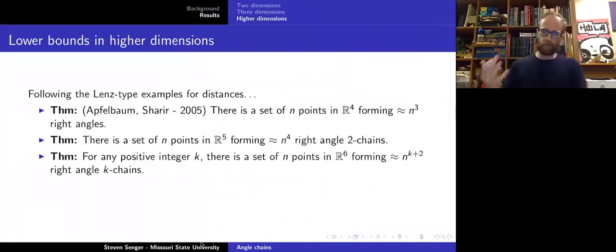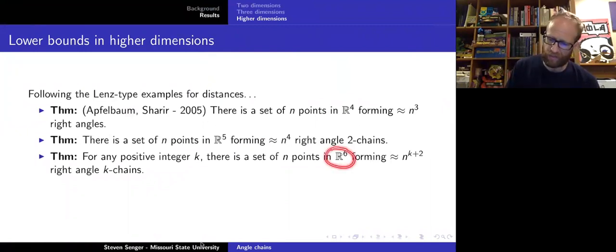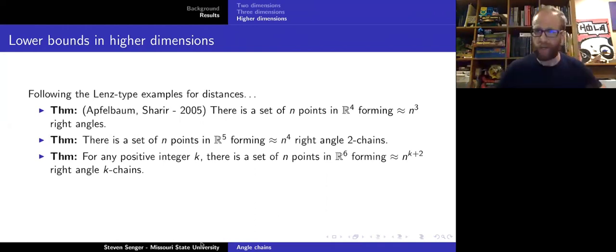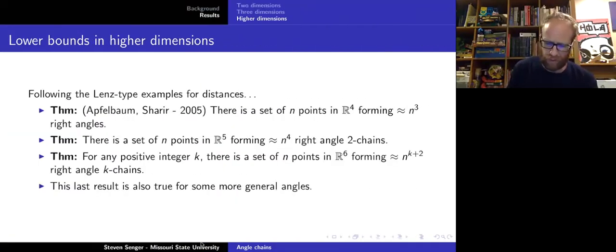And then it gets even worse. In R^6, we can form n to the k plus 2 right angle k-chains. So there's sort of a looping mechanism that once you get into 6 dimensions, you can set up a cyclical thing, and then whatever k you'd like, you can construct a k-chain. Moreover, this final result is in R^6, and so if you can do it in R^6, you can do it in any dimension higher than 6 by embedding. This last result is also true for some more general angles. Again, I don't want to go into all the criteria, but for most of our higher dimensional investigations, we stuck to right angles because they were just easier to deal with. But in R^6, we found a way to squeeze in some other angles.